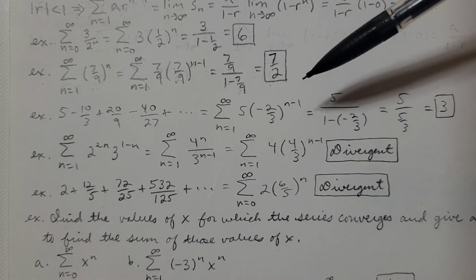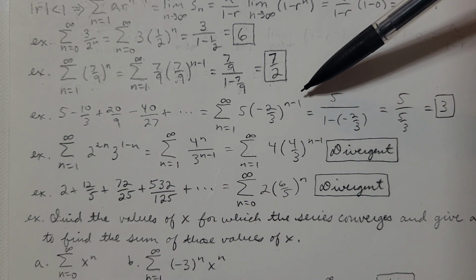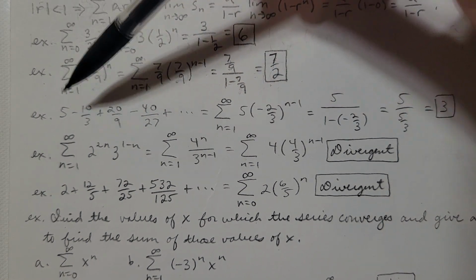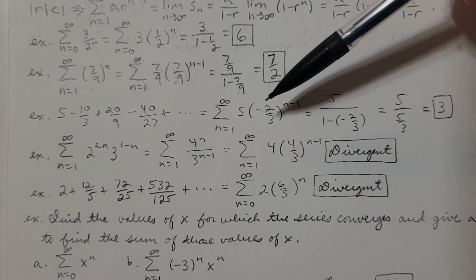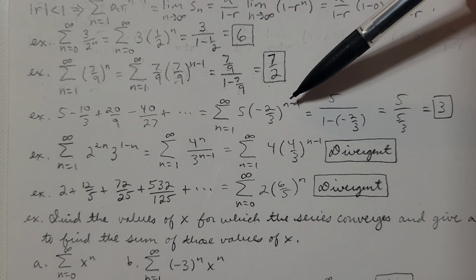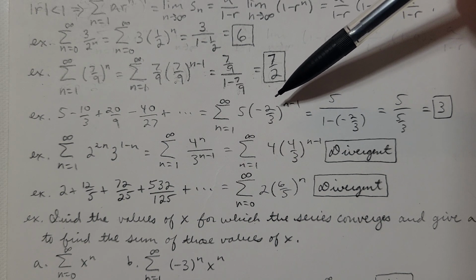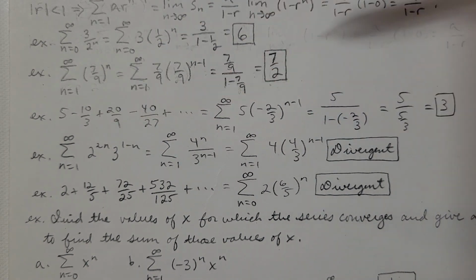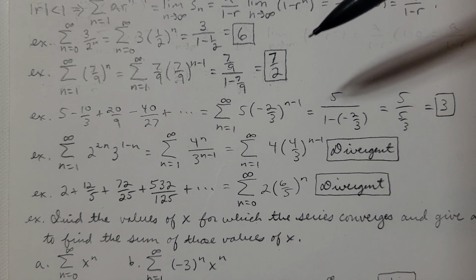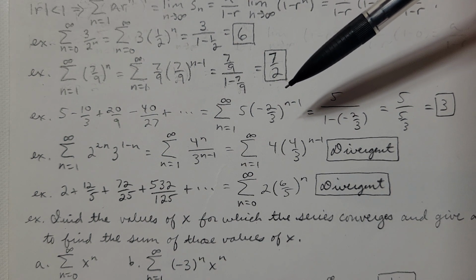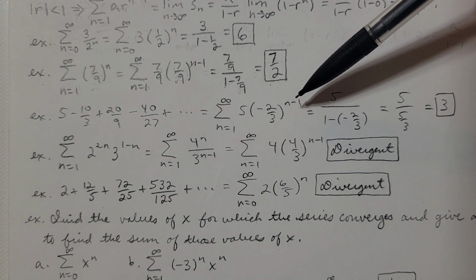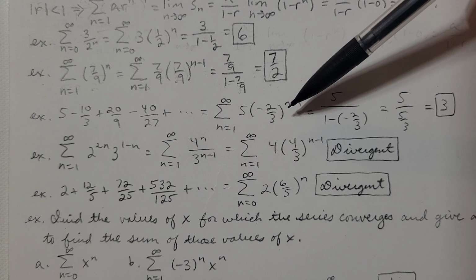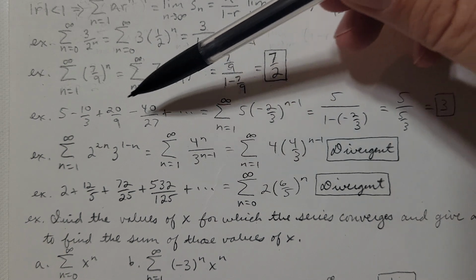So if n is 1, I got 5 times negative 2/3 to the 0 power. Anything to the 0 power is 1. 5 times 1 is 5. That's the first term. When n is 2, 5 times negative 2/3 to the first power, that's negative 10/3. That's the second term. Okay. When n is 3, negative 2/3 squared is 4/9. 4/9 times 5 is 20/9.